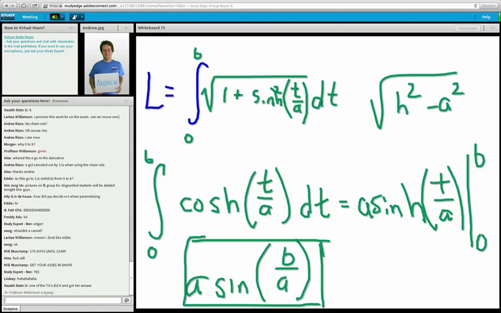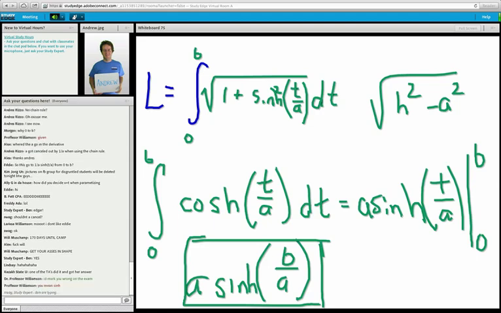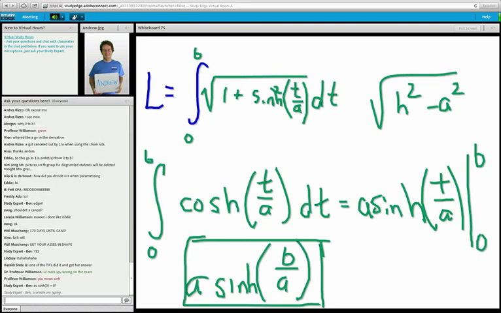Gotcha. Well, I don't know exactly what I would do to a hyperbolic sine of b over a. That should be hyperbolic sine. I don't know what I should do to a hyperbolic sine of b over a to get the same thing. I fixed it, but I would leave it at that. That's fine. I don't think you'd be marked wrong for that.